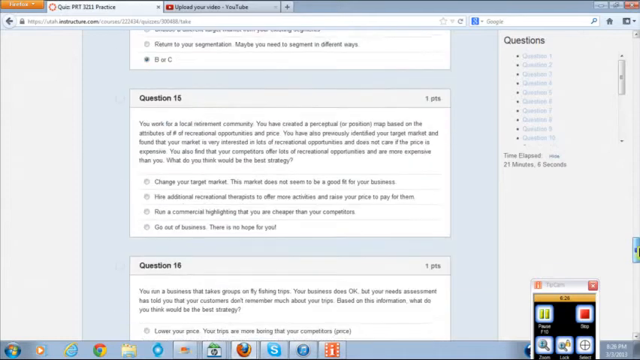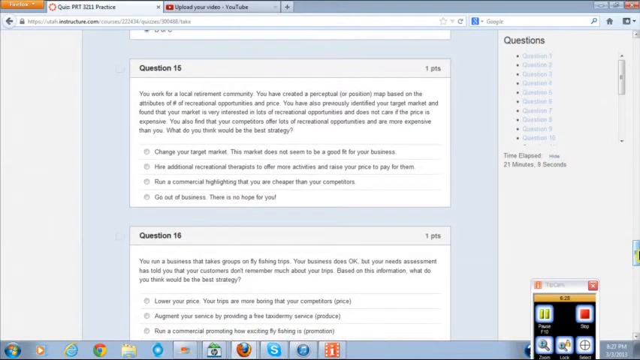Question, skip 14, consider 15. You work for a local retirement community. You have created a perceptual or position map. This is the same thing. Preston and I have both used those words interchangeably. Based on the attributes of number of recreational opportunities and price, you've also previously identified your target market and found that your market is very interested in lots of recreational opportunities and does not care if the price is expensive. You also find that your competitors offer lots of recreational opportunities and are more expensive than you. What do you think would be the best strategy?